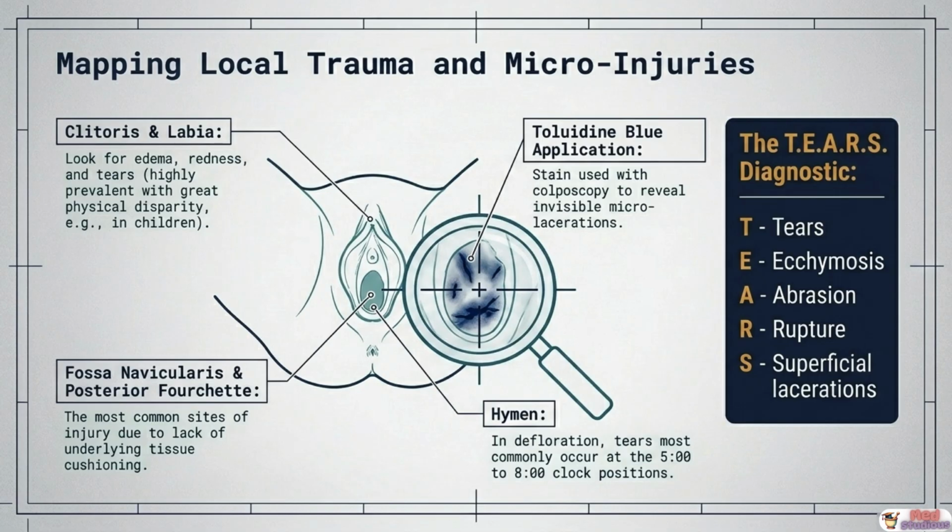Toluidine blue dye application, combined with colposcopic magnification, is the gold standard technique for revealing microlacerations that are invisible to the naked eye. The dye is absorbed by denuded epithelial cells at laceration sites and appears as a deep blue stain. Finally, all genital findings are documented using the TEARS diagnostic framework: tears, ecchymosis, abrasions, ruptures, and superficial lacerations.